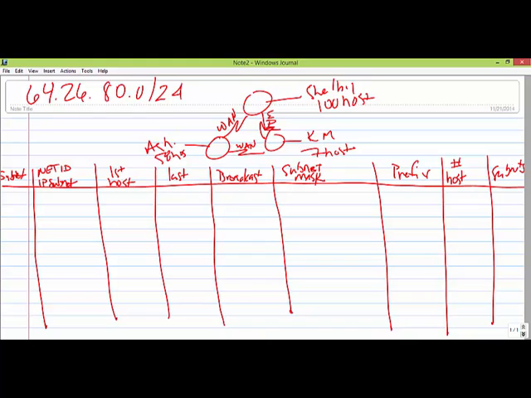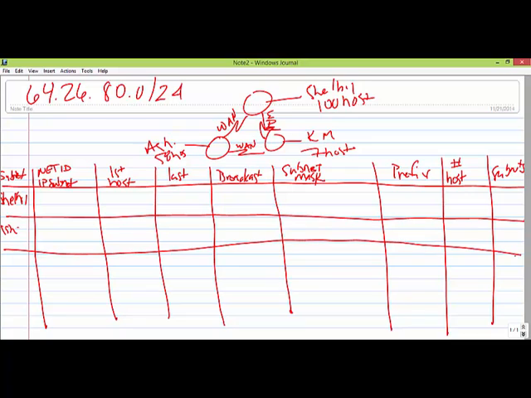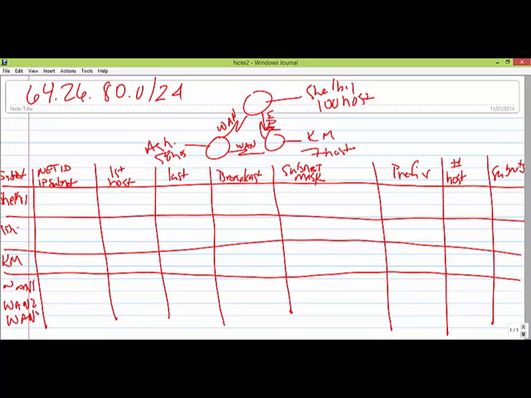Okay, remember to go most host first. Okay, so my most host is going to be Shelby because it has 100. Next, we will have Asheville. Then we've got Kings Mountain. Then we've got our WAN 1, WAN 2, and WAN 3.